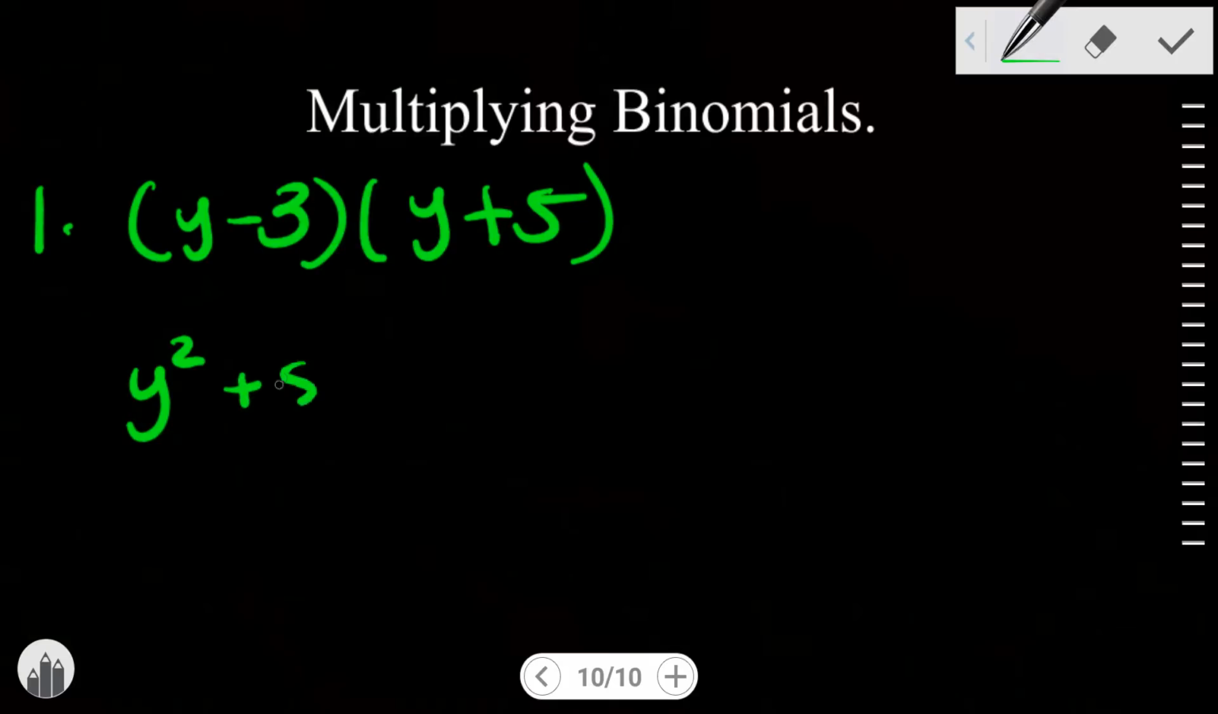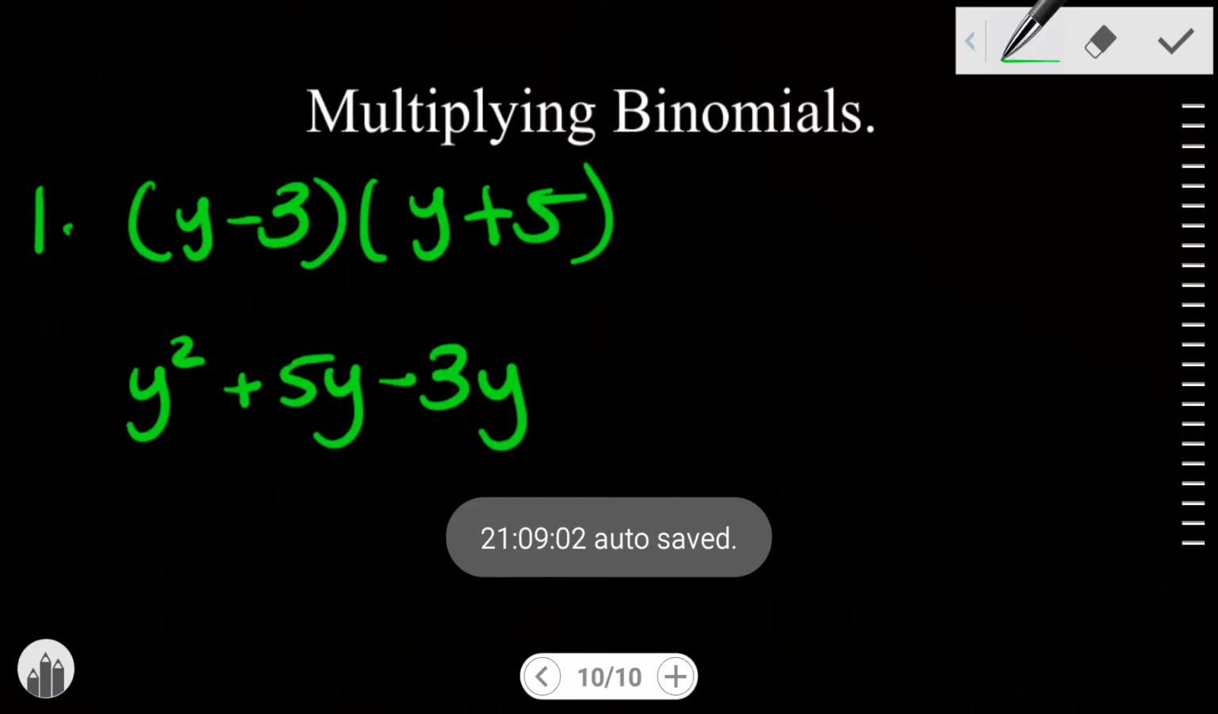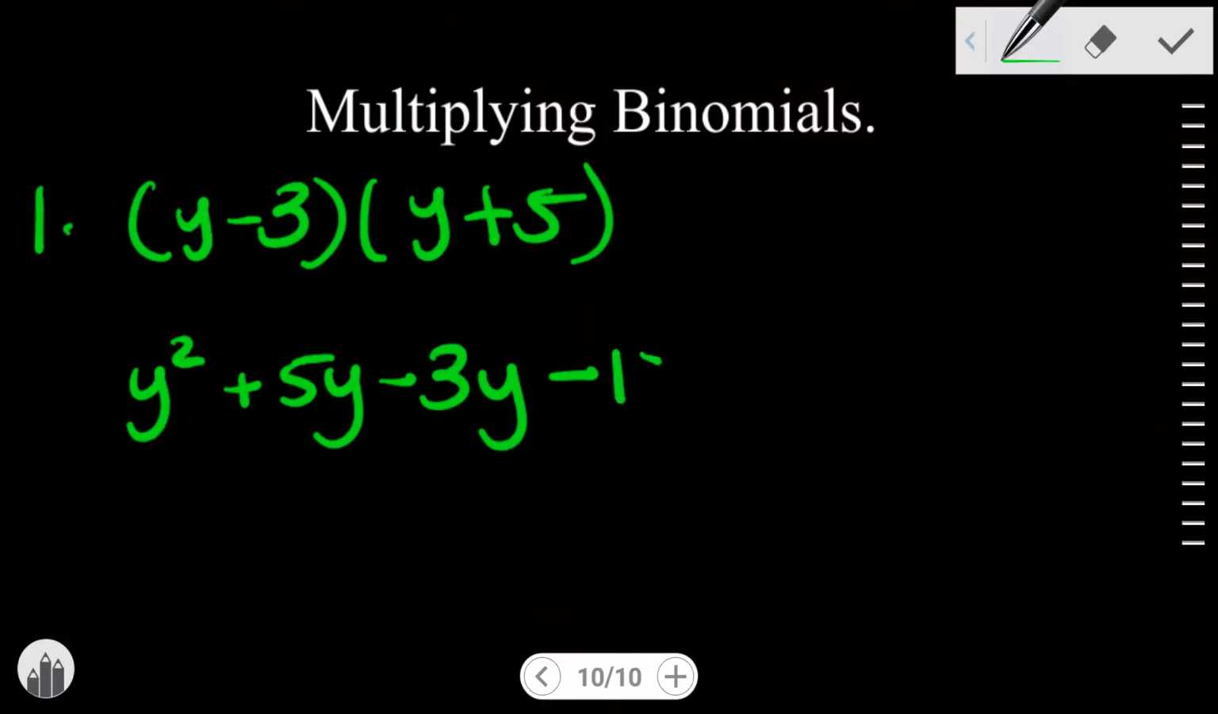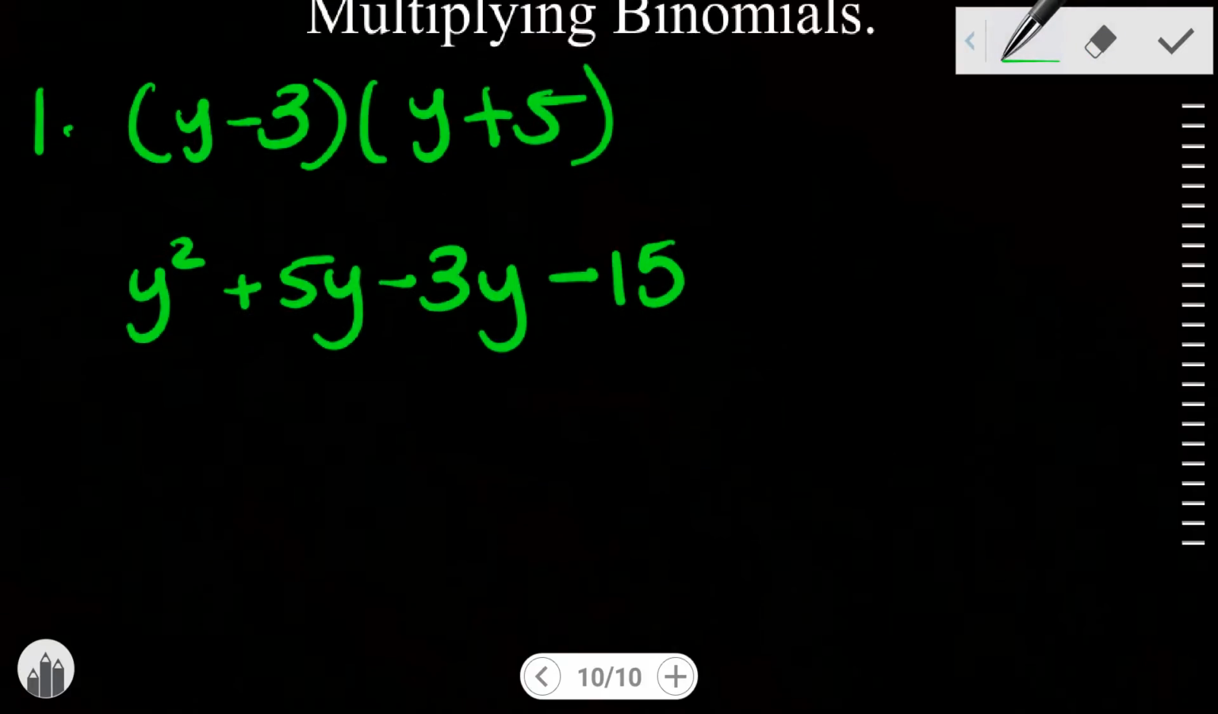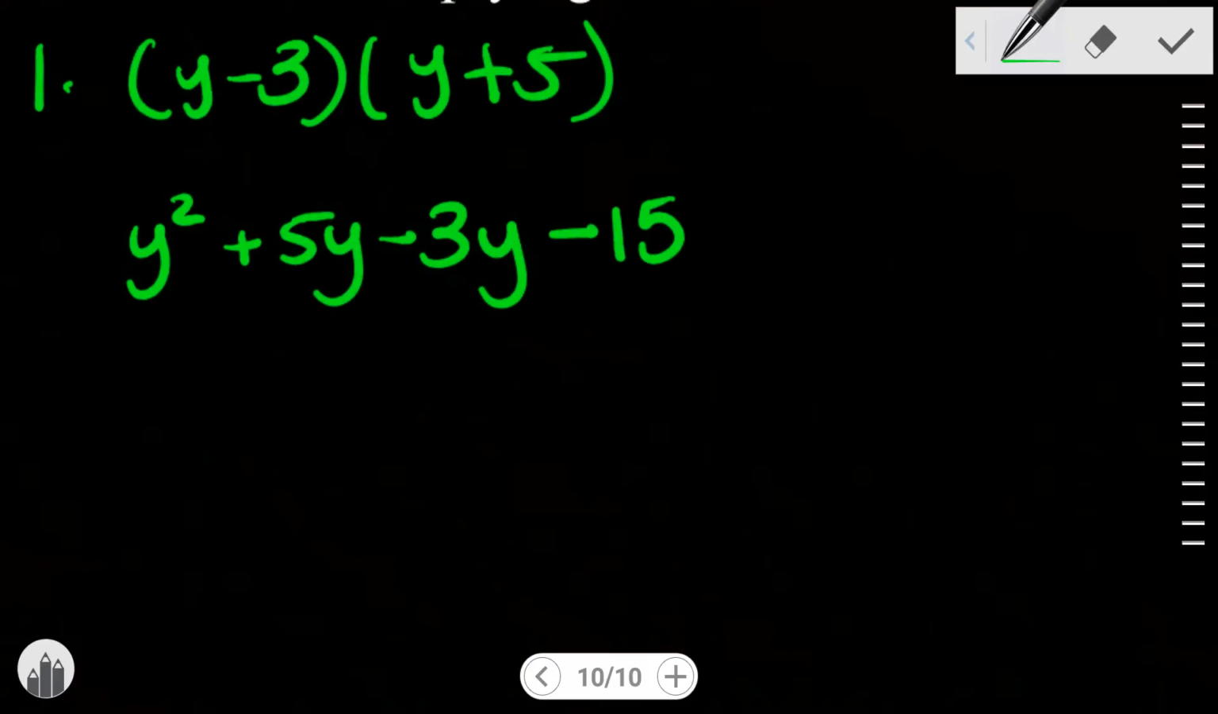me a plus 5y. Now I'm going to move to the inners, which is that negative 3, and multiply it times the y. So I'm going to get negative 3y, and then I'm going to do the last, which would be negative 3 times 5, which will get me negative 15. Alright, so now you need to simplify.